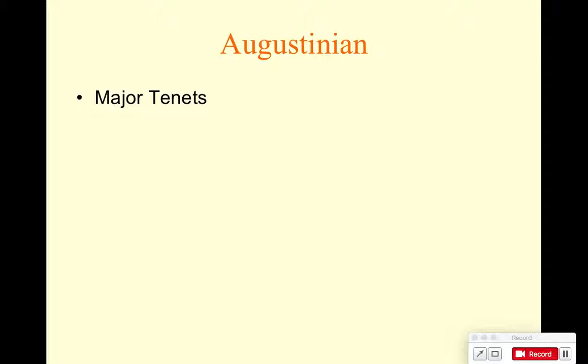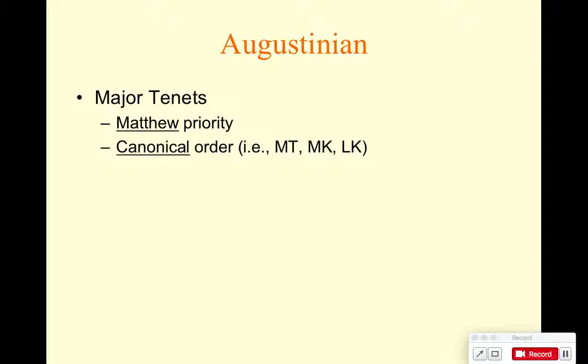The third one was proposed by Augustine, and that Matthew is the priority. Basically, this view says that the way they are in the Bible, the canonical order, Matthew, Mark, Luke, is the way that they were written. A lot of people may just believe that, hey, the order that they're in is the way that they were written: Matthew, Mark, and Luke.